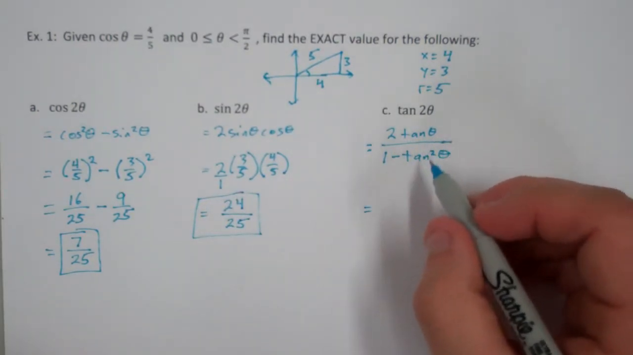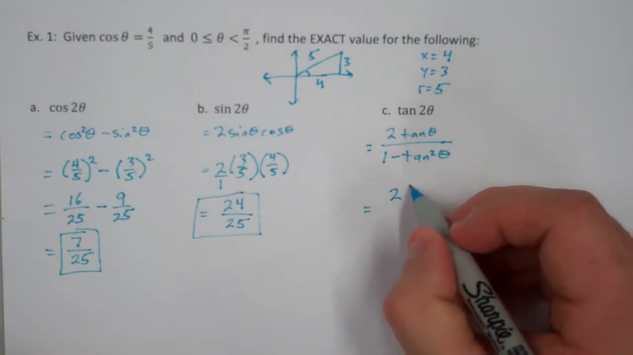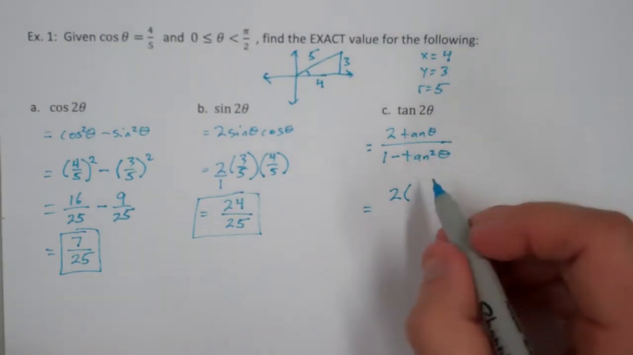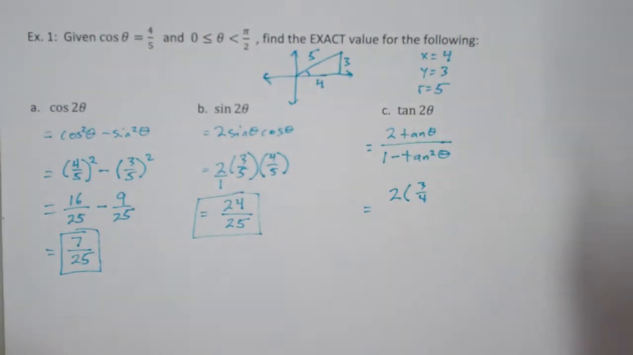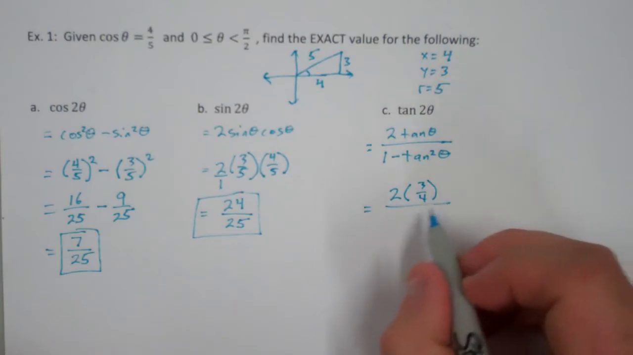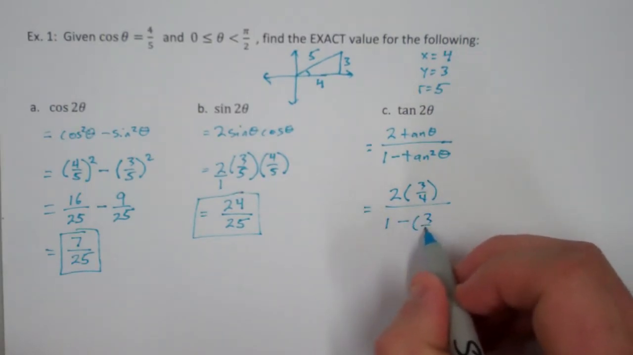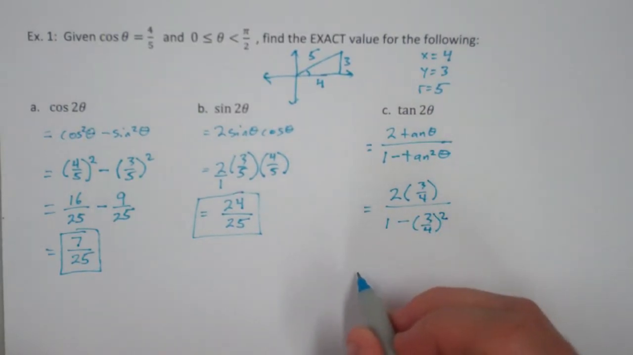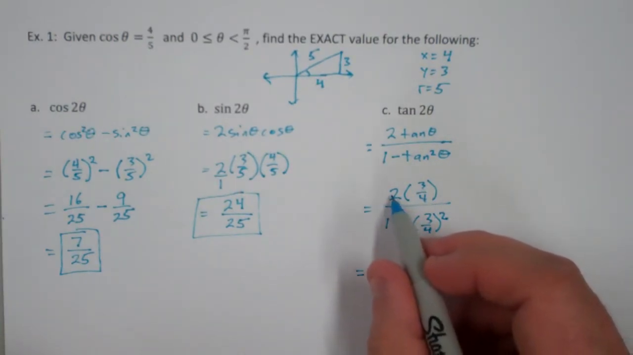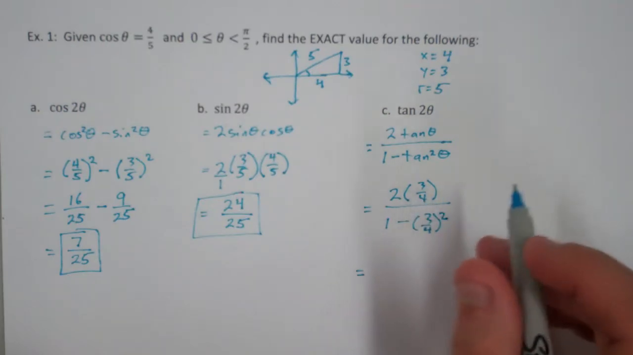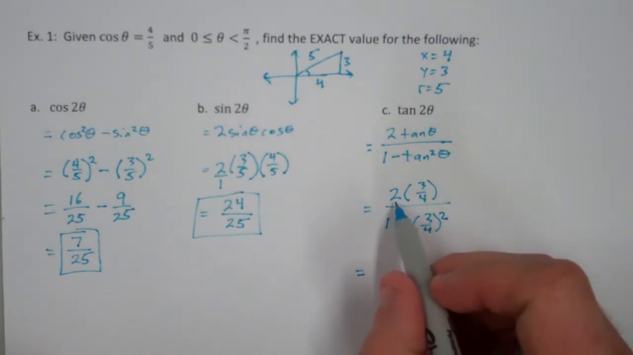On the right-hand side, we've got 2 times the tangent, and the tangent is y over x, or 3 over 4. If you use your reference triangle, it's still opposite over adjacent. You get the same thing. Over 1 minus 3 over 4 squared. This one, we're going to make sure that we figure this out, and I apologize for the sniffles. I'm a little bit sick here.